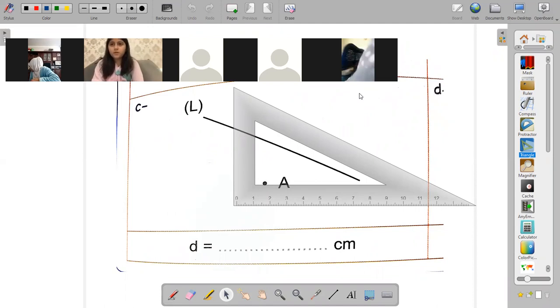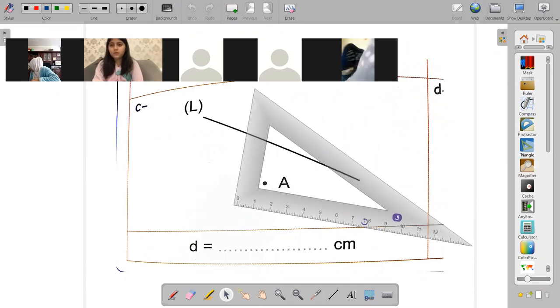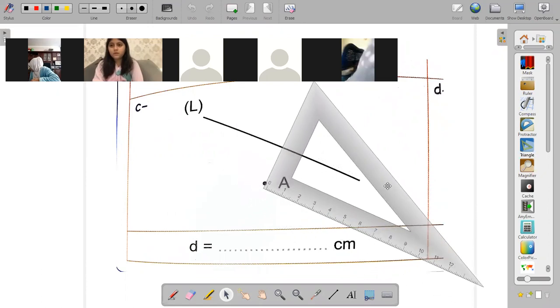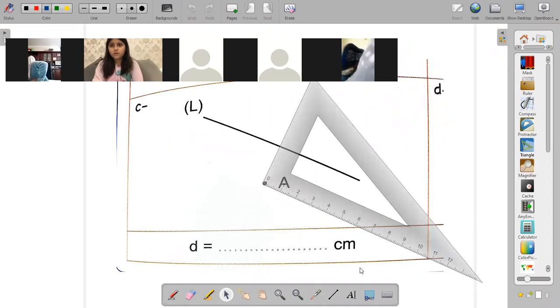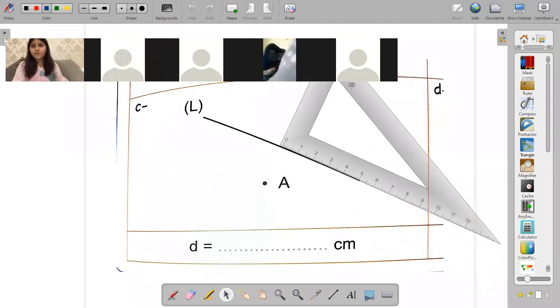Now, I will hold the set square like L. But can I put the set square in this way in order to draw the perpendicular line? Is it correct? No. Why? Why? It should be on the line. Excellent. The right angle, it has to be where? On the line. Okay. If I put it like this, is it correct? No. Why? Because of the point we have to put it. Point A. Bravo, the point is down, it's not up.